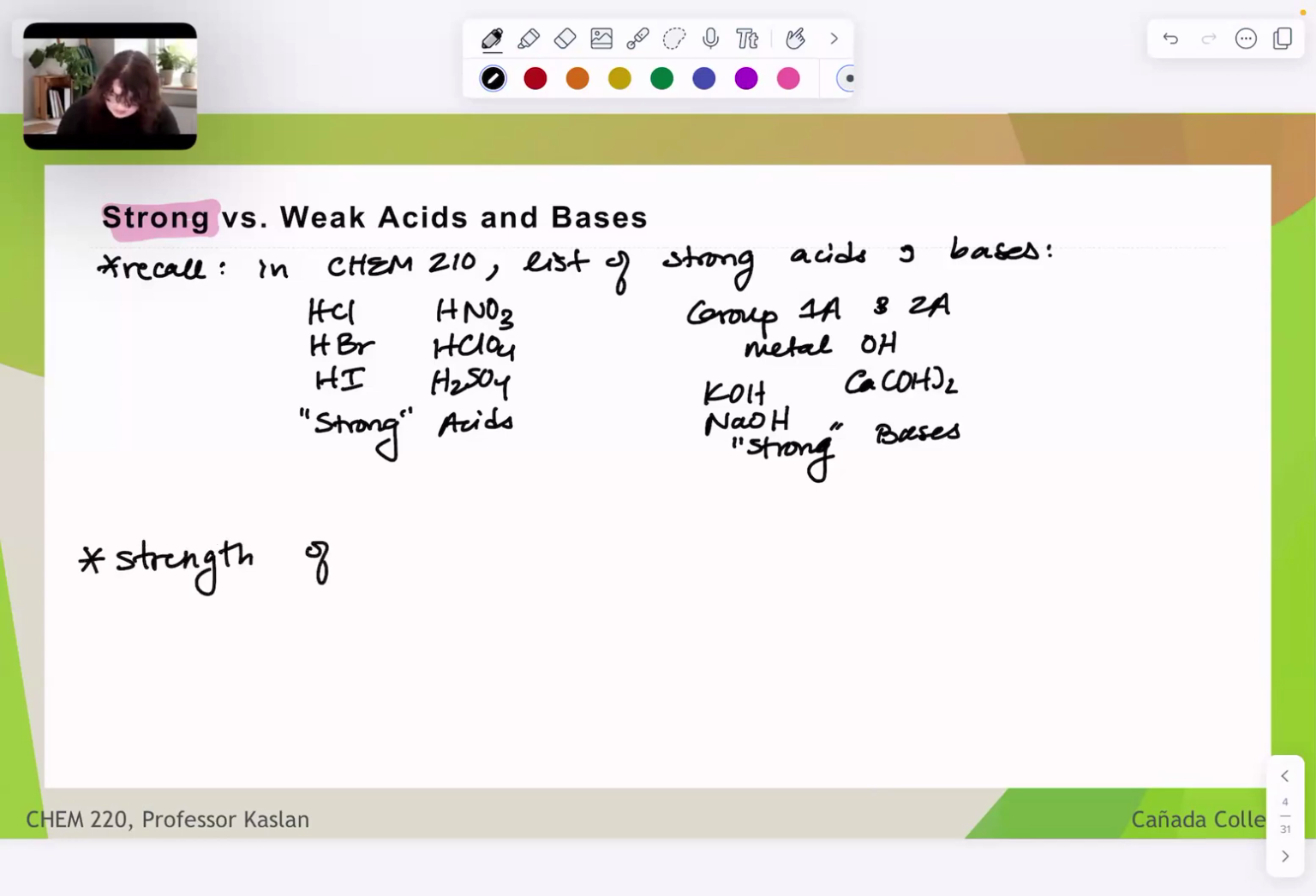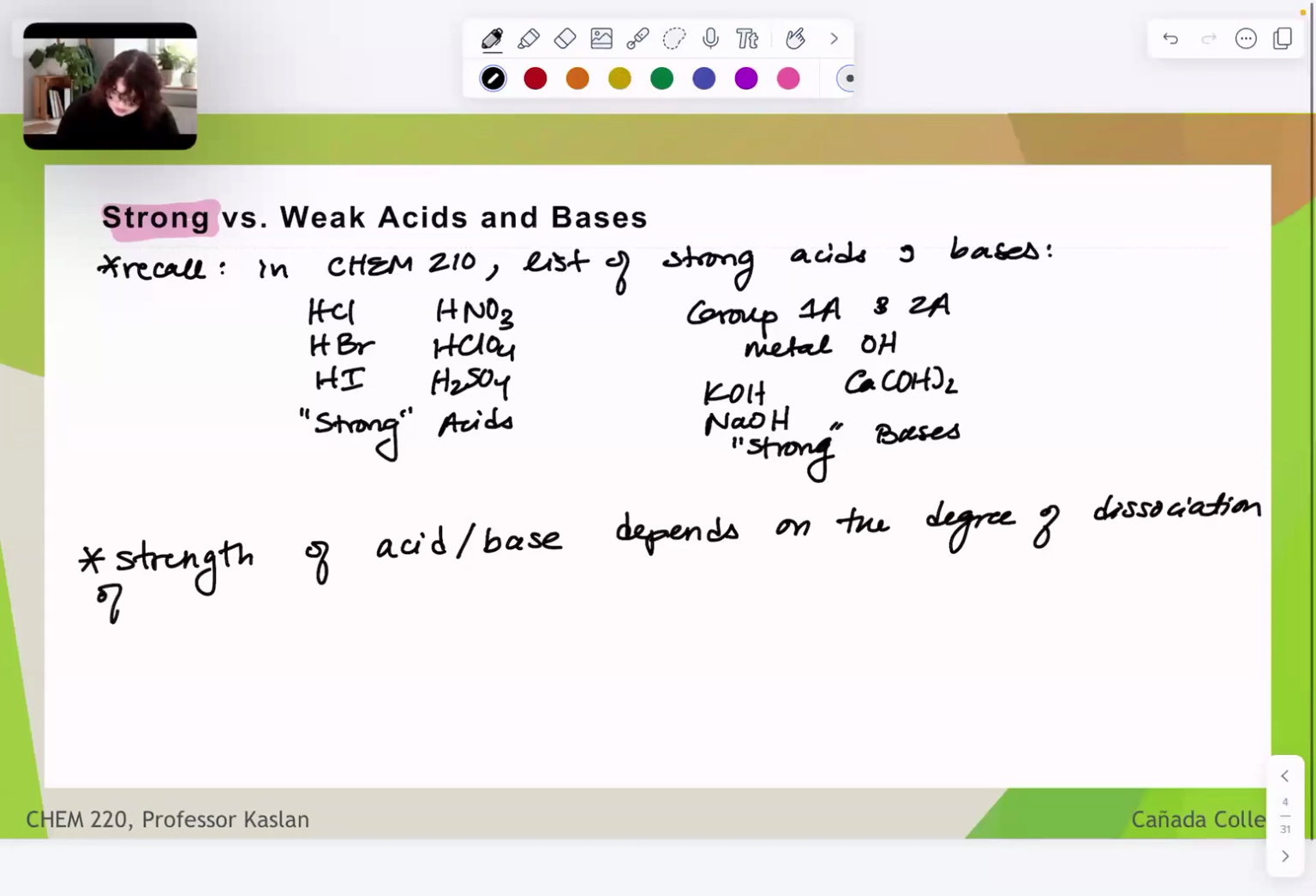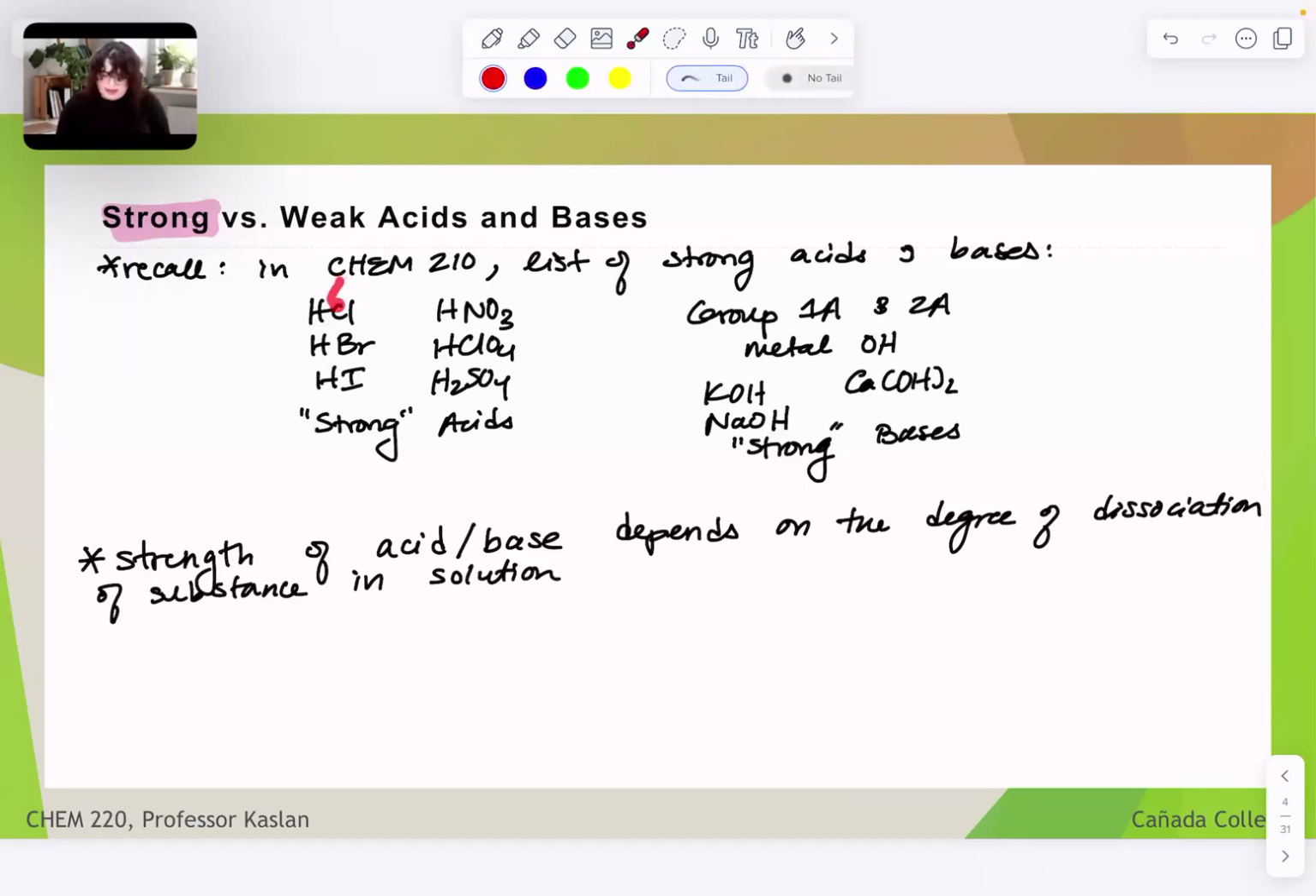So the strength of an acid or a base depends entirely on the degree of dissociation of the substance in solution. Meaning, how well does that cation, like that H, split apart from the anion? How well does that hydroxide split apart from the cation?